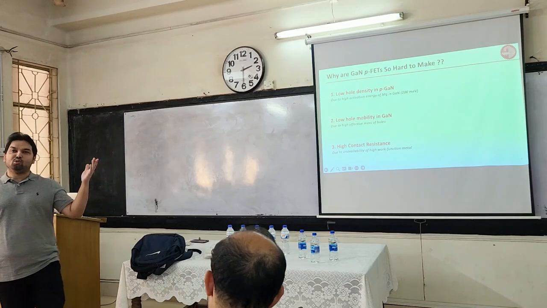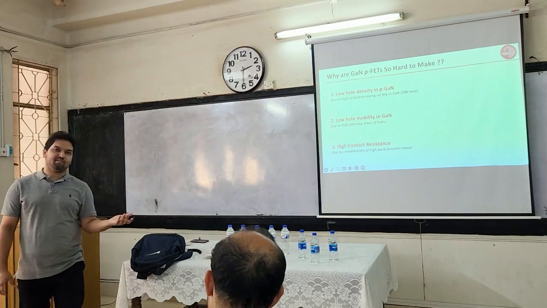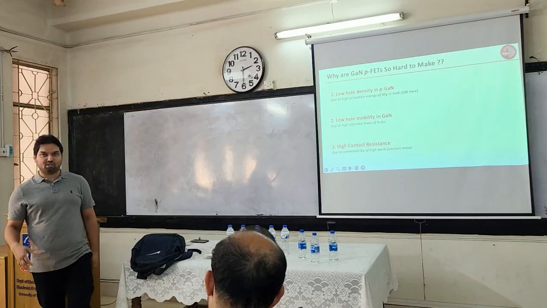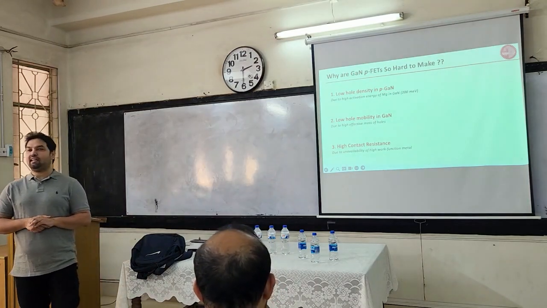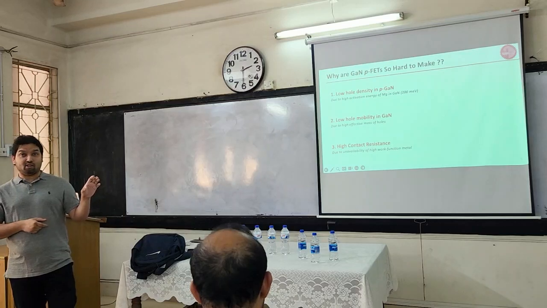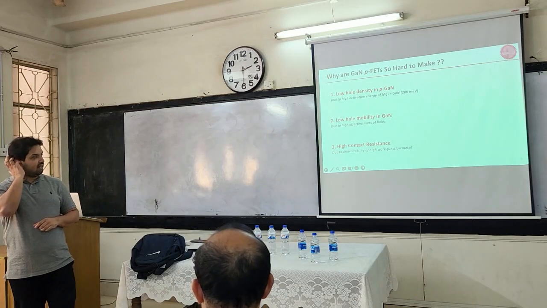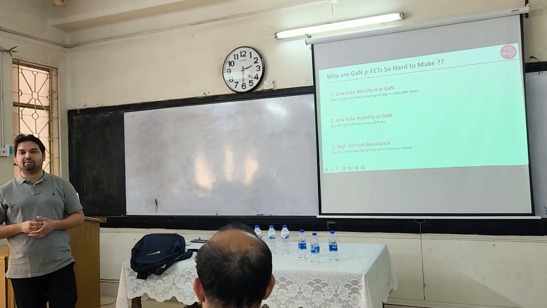And there is actually no way to improve that. Maybe we can apply some strain, but those kind of works are going on right now. So that's number two. Normally for electrons, the mobility is in the range of thousands, 2000 maybe. And for holes, it's in the range of maybe less than 100.